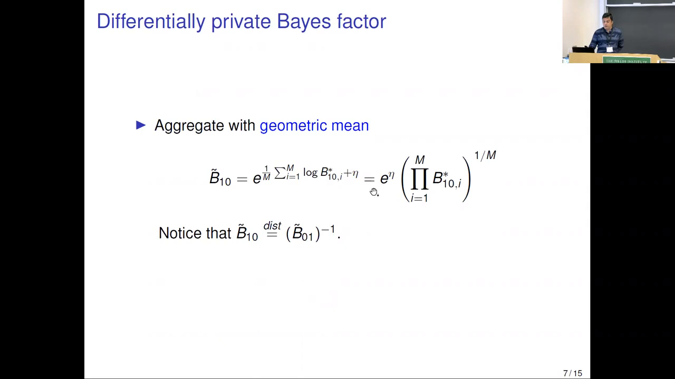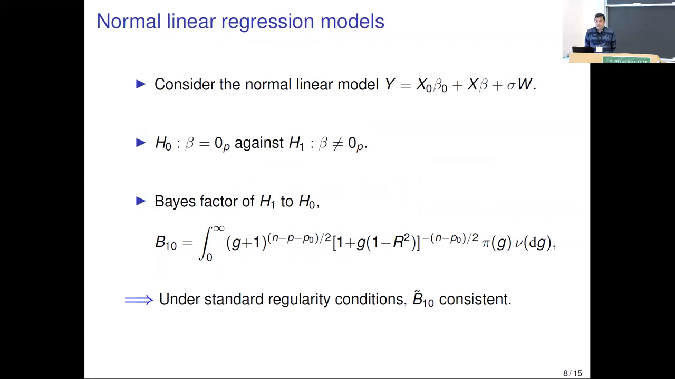It's not exactly equal, but it's equal in distribution. And in this particular case, if the noise goes to zero, then we get that these two quantities are the same. Now, in the context of linear models, we consider a normal linear model of this type. And now we assume that one of the hypotheses that we want to test is that a subset of the coefficients are exactly equal to zero. In this case, this is the expression of the Bayes factor with no privacy.